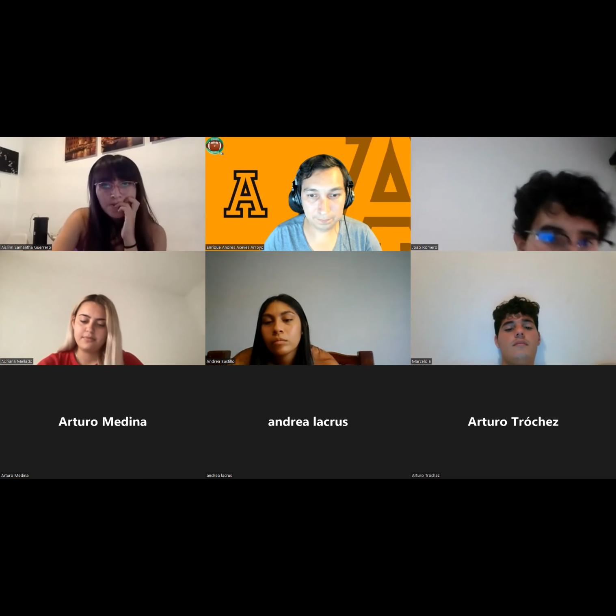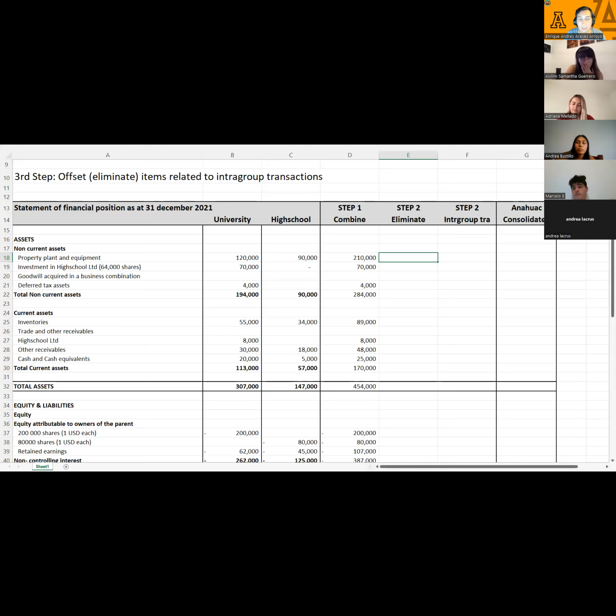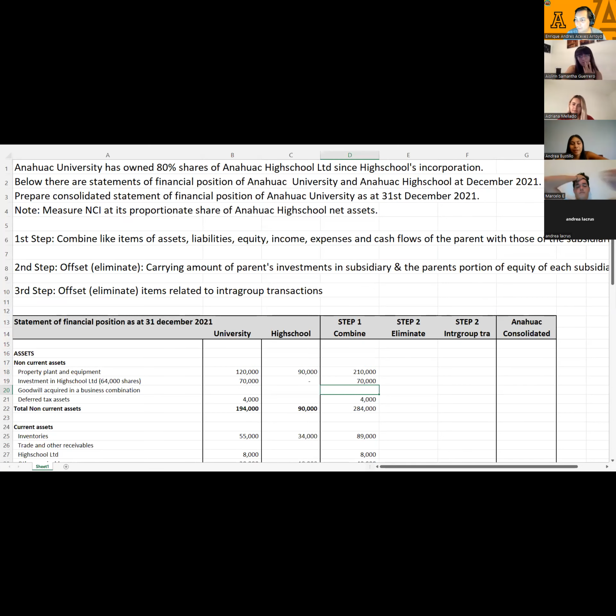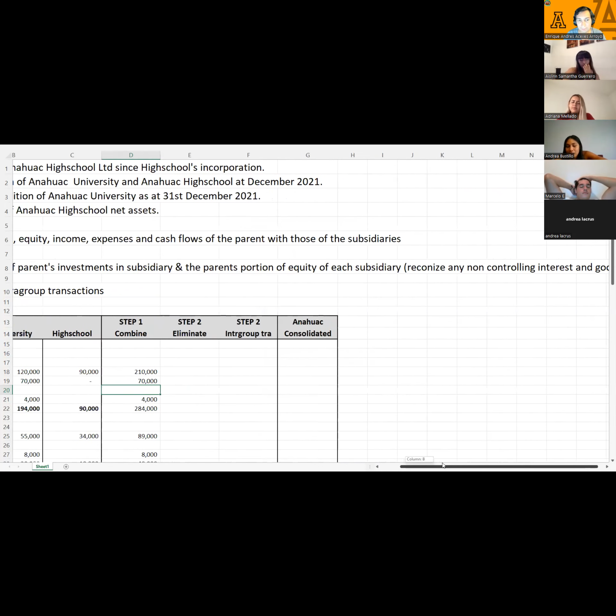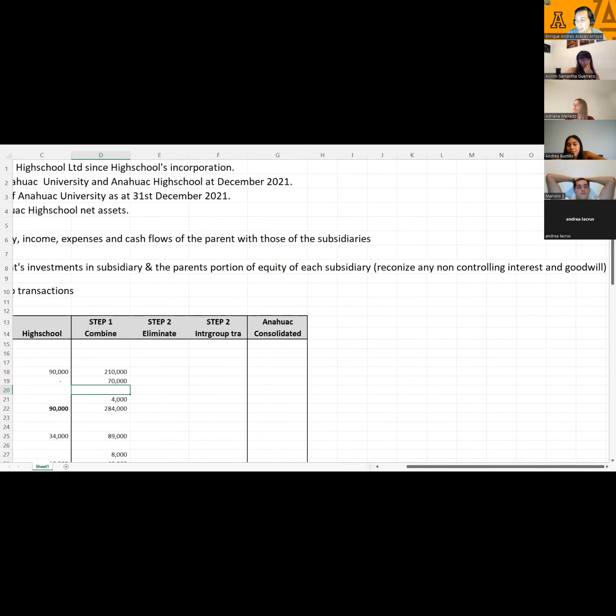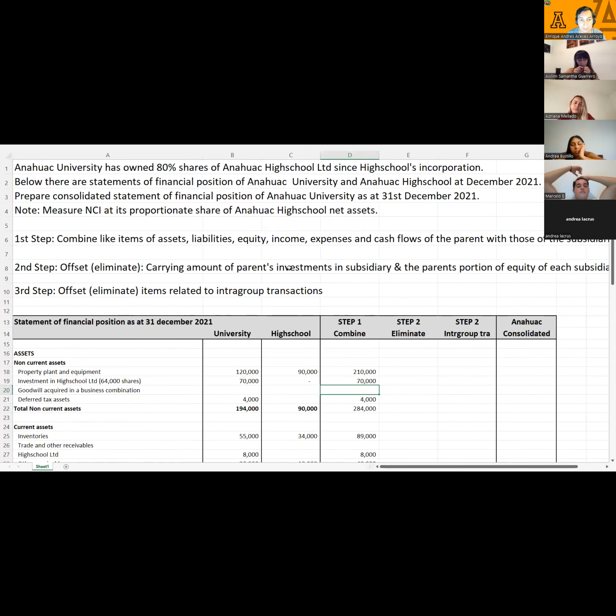So, what is the second step? The second step is eliminating the carrying amount of the parent's investment in the subsidiary, okay, which is this one. And we have to eliminate the parent's portion of equity of each subsidiary. And obviously recognize any non-controlling interest and goodwill if there is any. Okay, this is what we have been talking about. Remember that part?